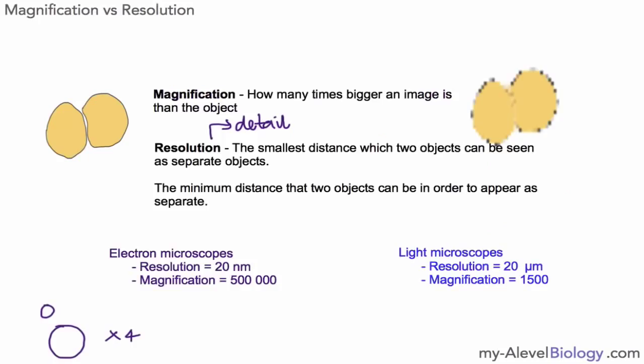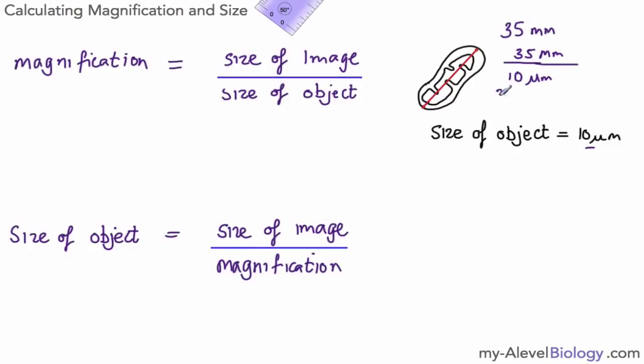So we have 35,000 divided by 10. And if we work that out, the answer is 3,500. So the magnification for this object is 3,500. The image is 3,500 times bigger than the actual object. And we have no units, as we know, and there is the answer.